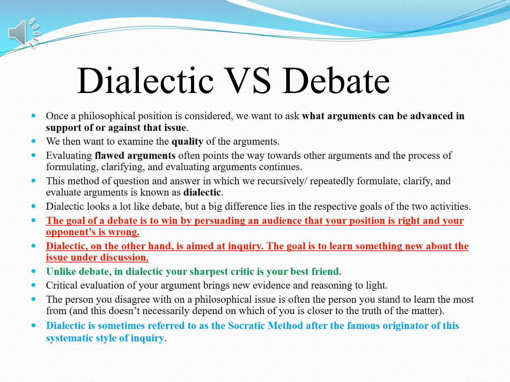The person you disagree with on a philosophical issue is often the person you stand to learn the most from, because when you are talking about different things, you learn more. For this reason, I'm always saying in my class that if someone argues against you, maybe your argument is not right, so when we are arguing about something or giving reasons, we learn more about the things. So dialectic is sometimes referred to as the Socratic method, after the famous originator of this systematic style of inquiry. So Socrates developed this method of dialectic.